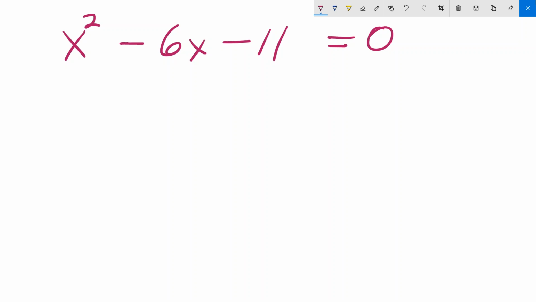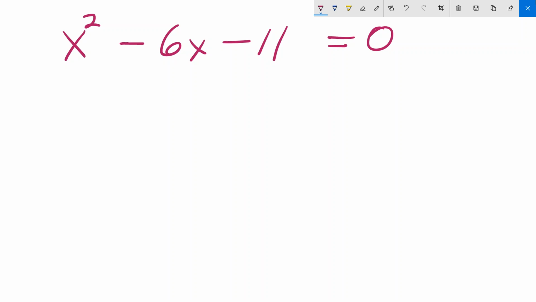x squared minus 6x minus 11 equals 0. That was minus 6x, correct? Just 6. No way. Oh, no, you're right. My bad. It's all right. And your job is to solve this by completing the square, correct?